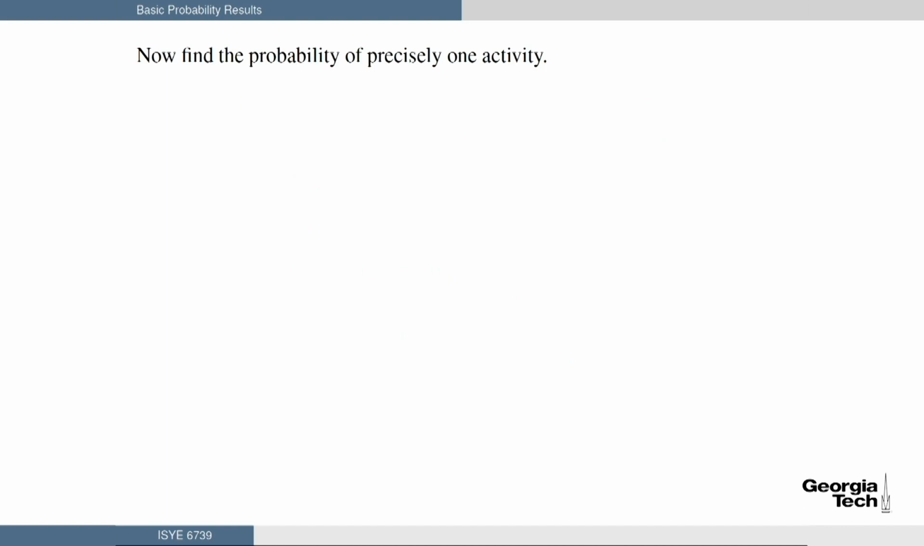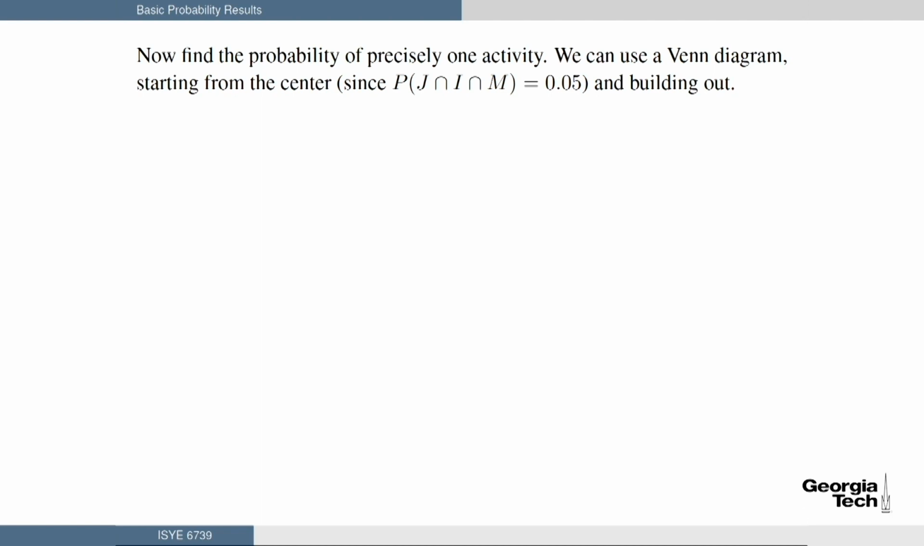Let's do a slightly more difficult problem. Namely, let's find the probability of engaging in precisely one activity. Not two, not three, not zero, but exactly one. So here's the situation from the last page. What I'm going to do is very, very interesting. I'm going to start with everything from the last page, in particular that last piece of information that the probability of the triple intersection is 0.05. I'm going to start from the center, and just like the movie Aliens, I'm going to eat my way out.